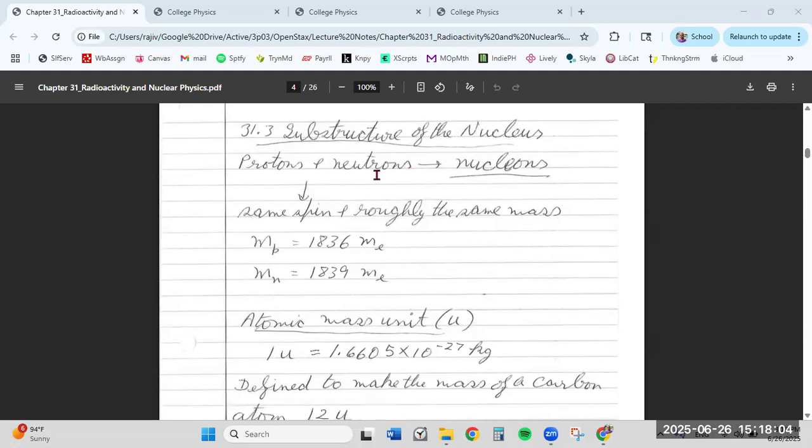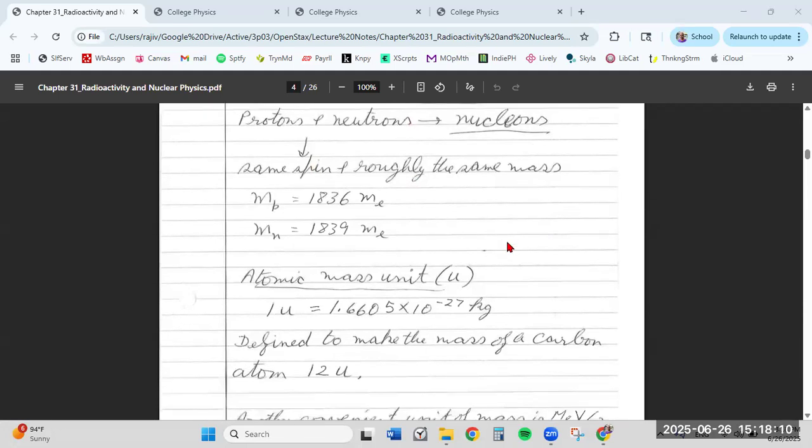Both protons and neutrons have the same spin and roughly the same mass. There's a slight difference. Neutron is slightly heavier than a proton. So mass of the proton is 1,836 times mass of the electron, and mass of neutron is 1,839 times mass of the electron.